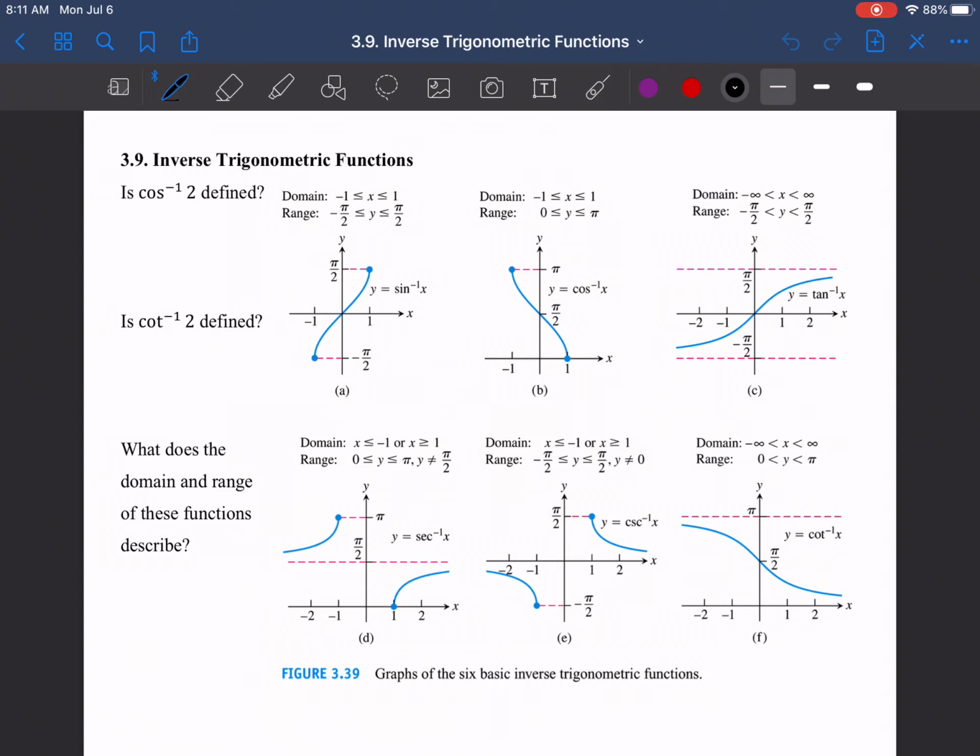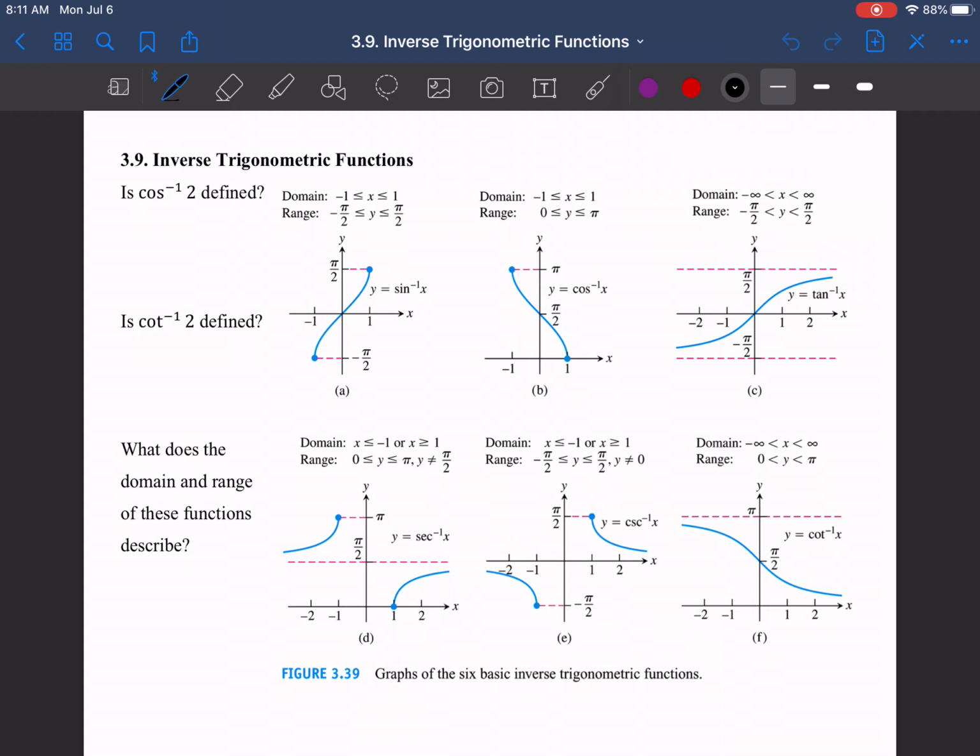All right, we're going to get going with 3.9 now. And here we're doing the derivatives of inverse trigonometric functions. So if you remember, we did trig functions, and these are the functions that essentially undo the trig functions. And so here, for example, it's asking, is arc cosine of 2 defined?